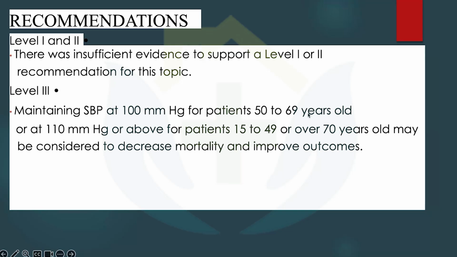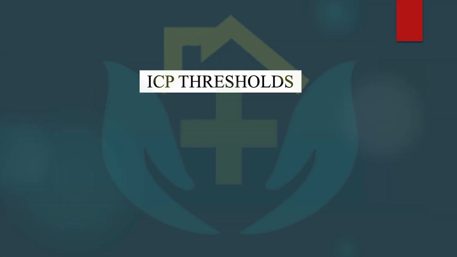If the patient is 50 to 69, keep a MAP of 100. Patient 15 to 49 or more than 70, 110 MAP. The question is, what happens at less than 15 or more than 70? More than 70, the area is not defined. It could be individualized. Less than 15, it's mostly the pediatric population. There is a chart for normal blood pressure per age that is beyond the scope of this chapter.